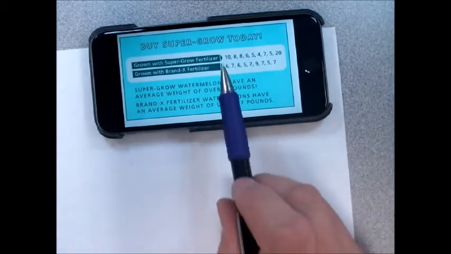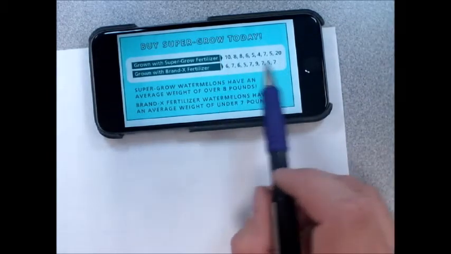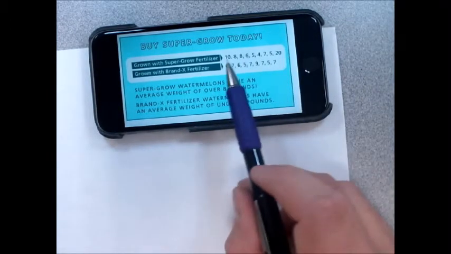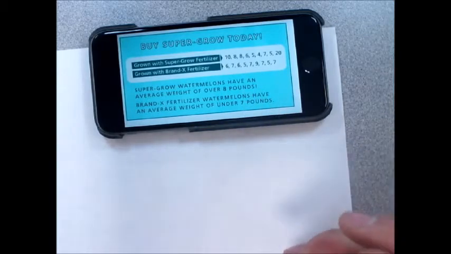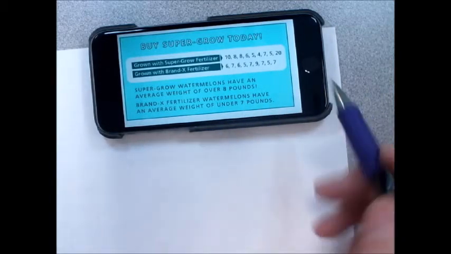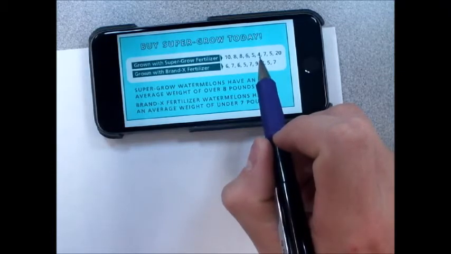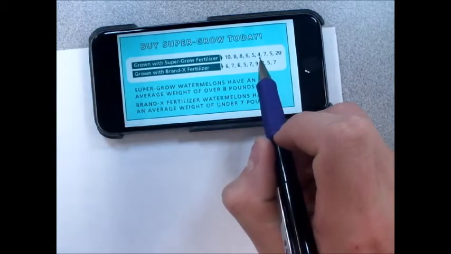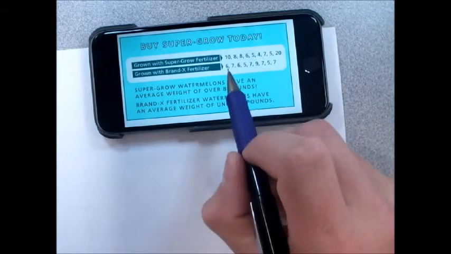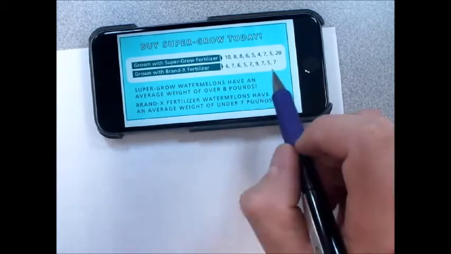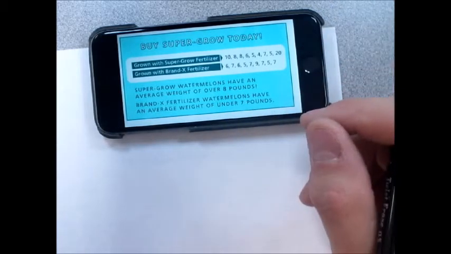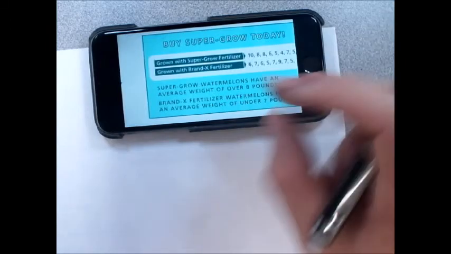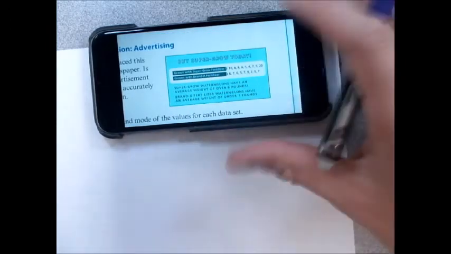What do we notice about the data set up here? There's a massive outlier. What is it? 20. But look what happens. They have a number of 4 down here, so some of the watermelons are really small. Some of them are big. Here, they all hold a big average, 6, 7 pounds. Okay? So, we're going to see if what they say is true without the outlier.